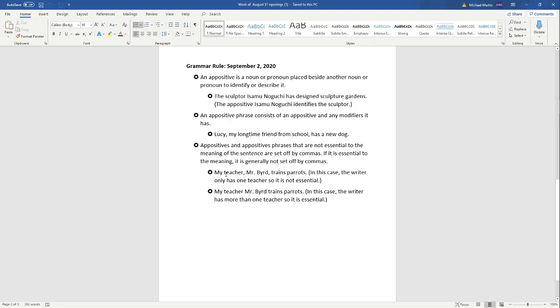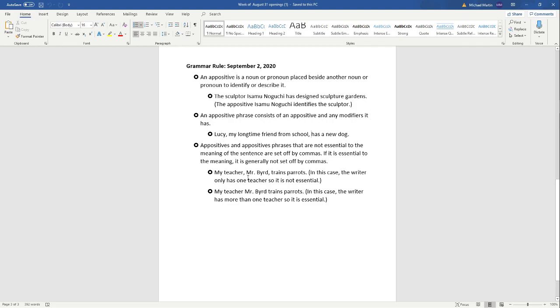This is a pretty good example. My teacher, Mr. Bird, trains parrots. Versus, my teacher Mr. Bird trains parrots, with no commas. Essentially, the difference is that the first sentence implies that the writer has only one teacher. However, the second sentence implies that the writer has more than one teacher, so it's essential. You could just omit Mr. Bird from the first sentence and say, my teacher trains parrots, because if you only have one teacher, the teacher has to be Mr. Bird.